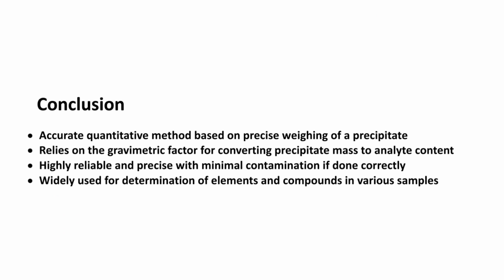So the conclusion here: gravimetric analysis is an accurate quantitative method based on precise weighing of a precipitate. It relies on the gravimetric factor for converting precipitate mass to analyte content. It is highly reliable and precise with minimal contamination if done correctly. Widely used for determination of elements and compounds in various samples. That's all.